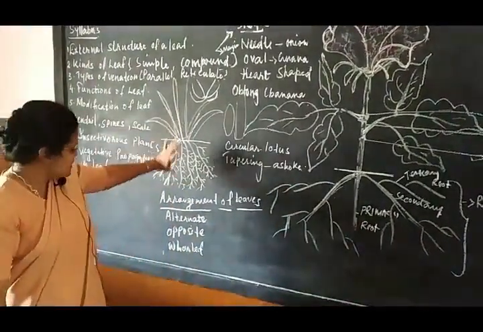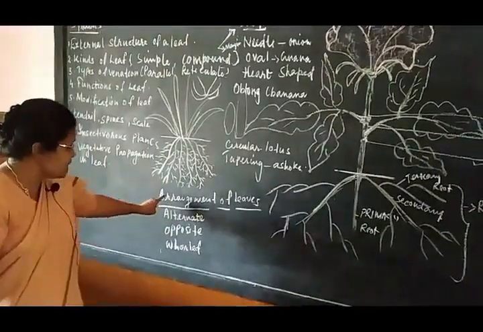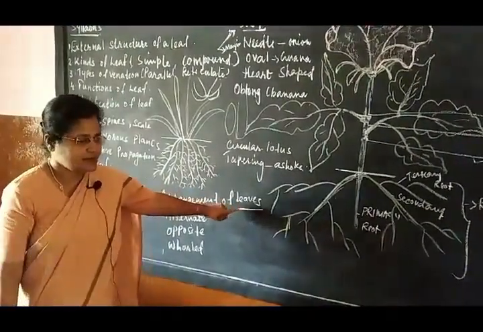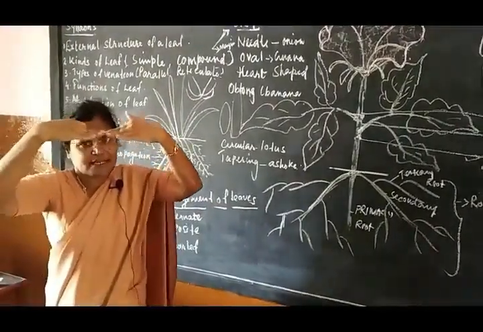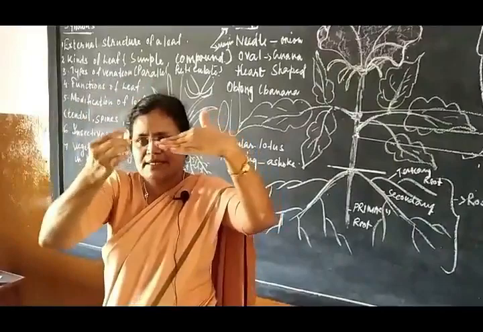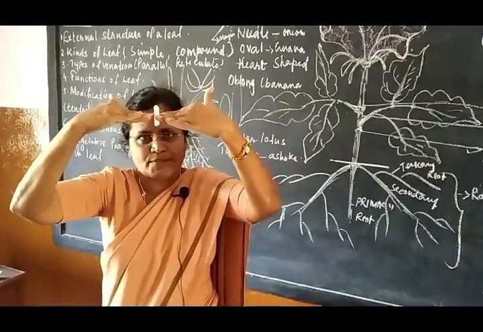So these are the three different types of leaves basing on the arrangement of leaves. I told you alternate is like this, opposite is like this. Suppose this is a stem, and when the leaves are arranged like this, it's called opposite.